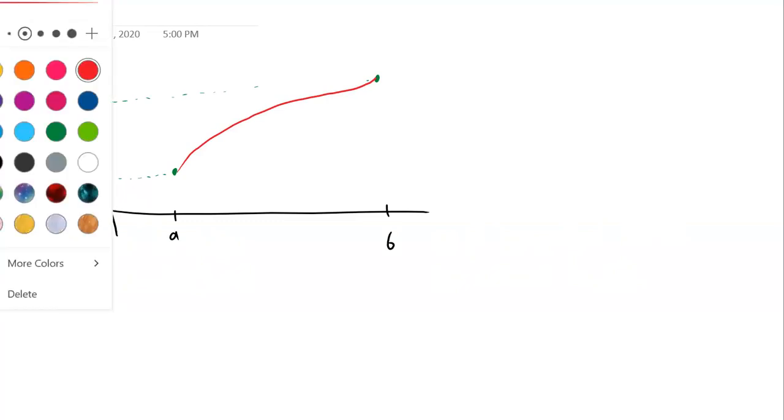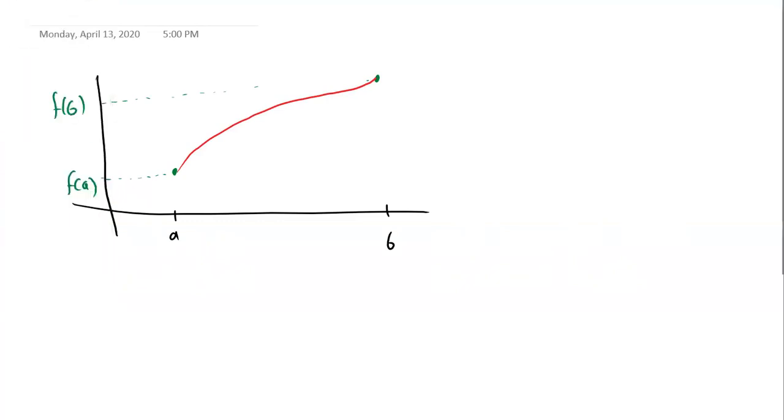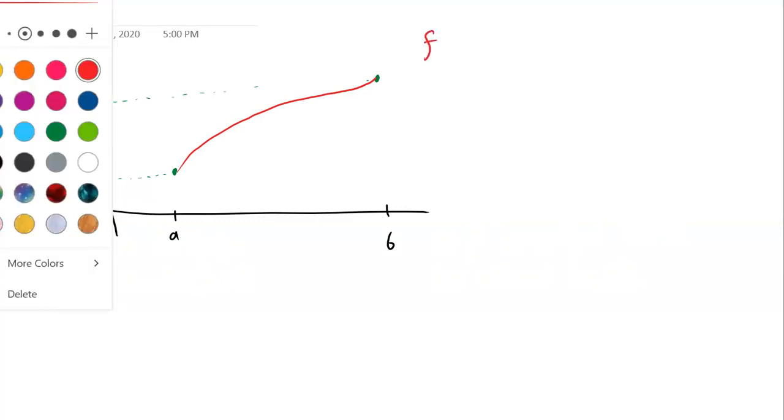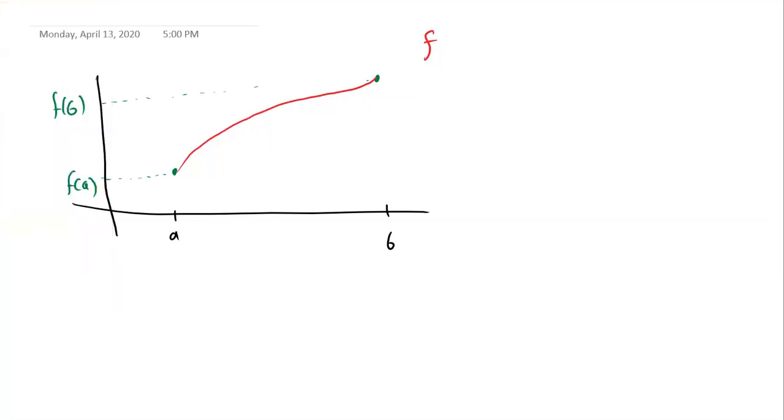Now, what is the mean value theorem saying? And this is f. Whenever you have a situation like this, when your function is continuous on the closed interval AB and differentiable, there must be a place in an input where the slope of the tangent line equals the slope of the secant line between the endpoints.